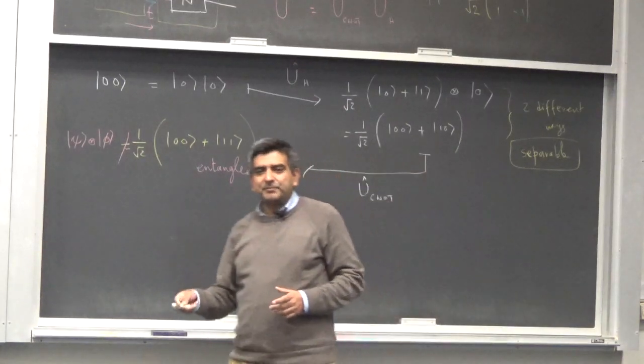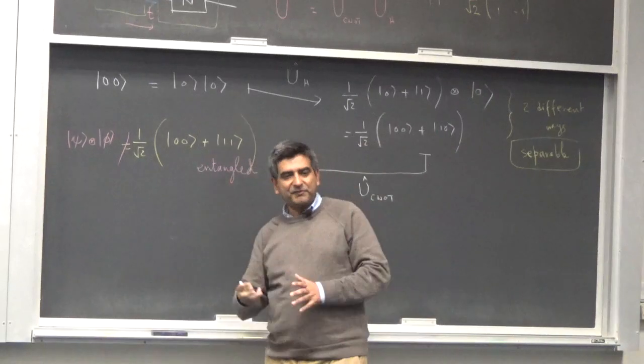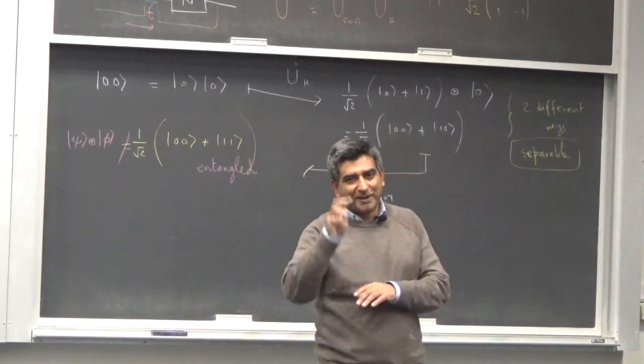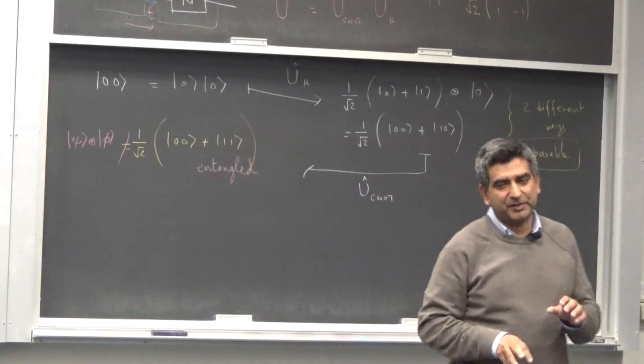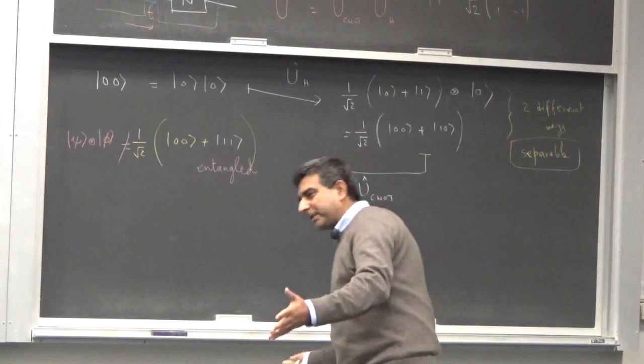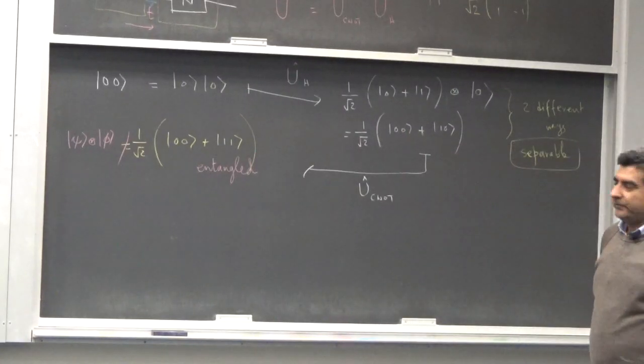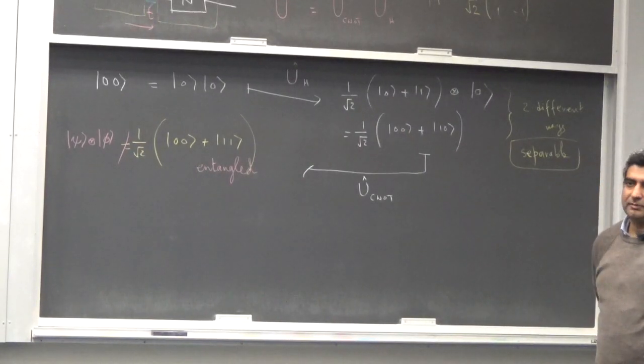Can you write other examples of states of this kind, please, which cannot be factored out into what happened on the first qubit and what happened on the second qubit? There are 4 such examples in a 2-qubit space, in a 4-dimensional space. That's not the only one.